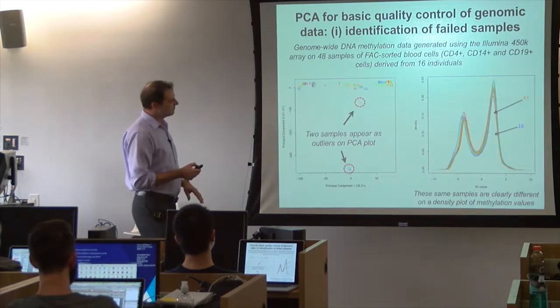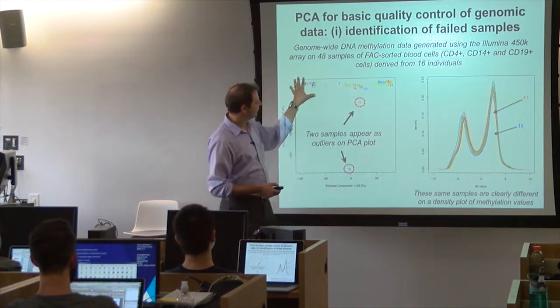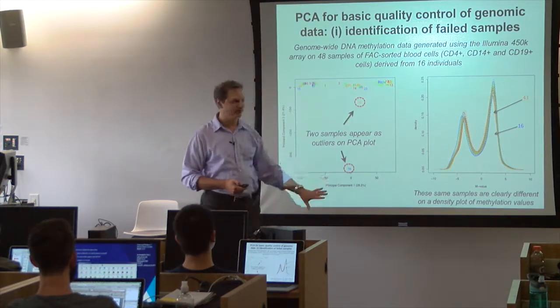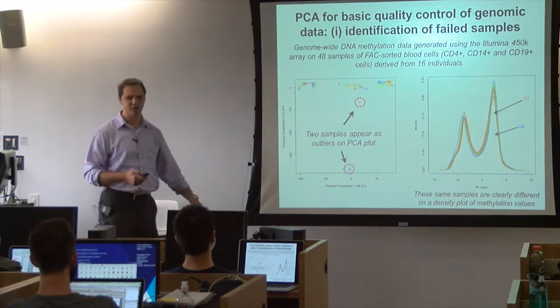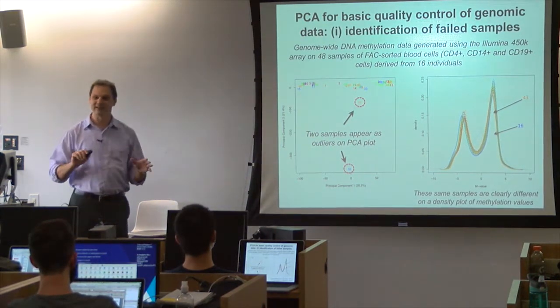So if we then do that, throw out these 2 and then focus on the remaining 46 samples that are not obvious outliers from the main group, and that's always a qualitative decision.